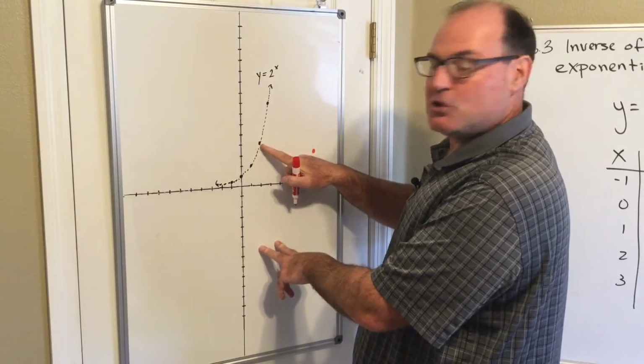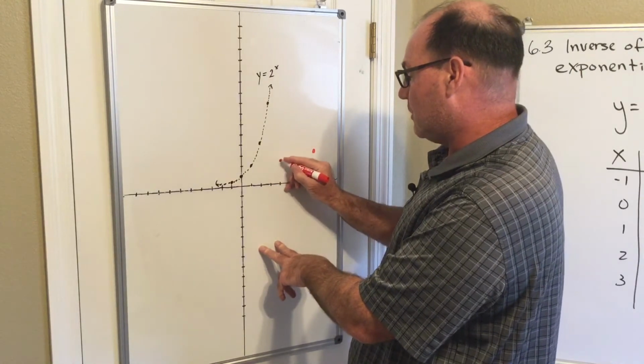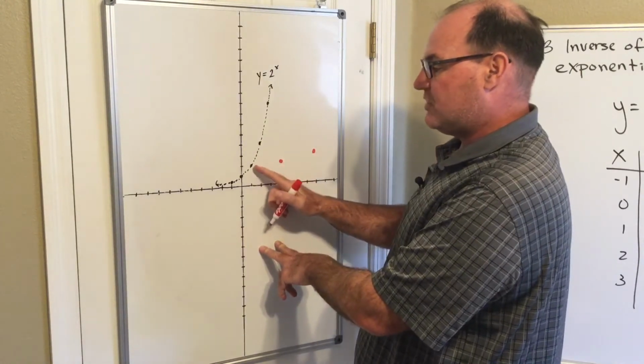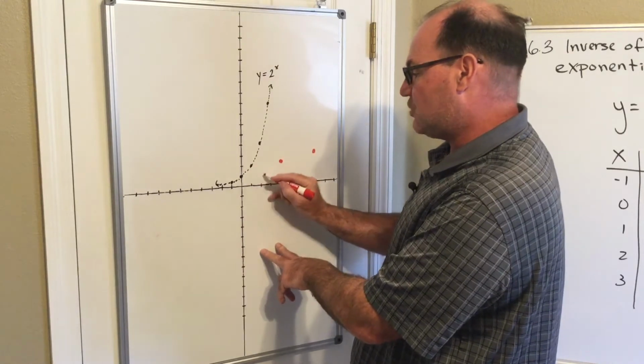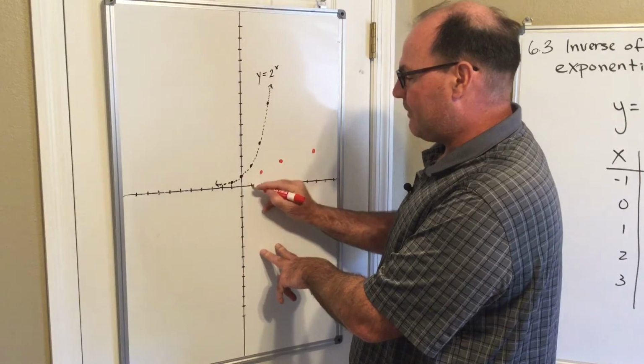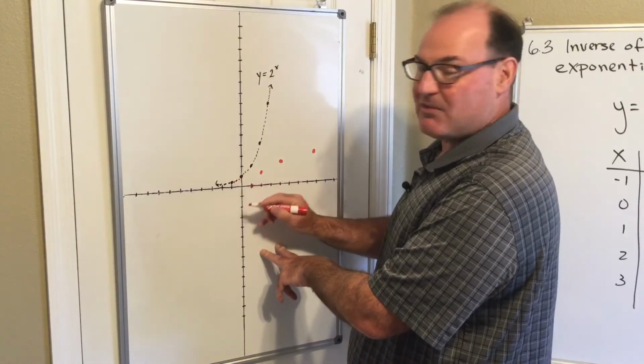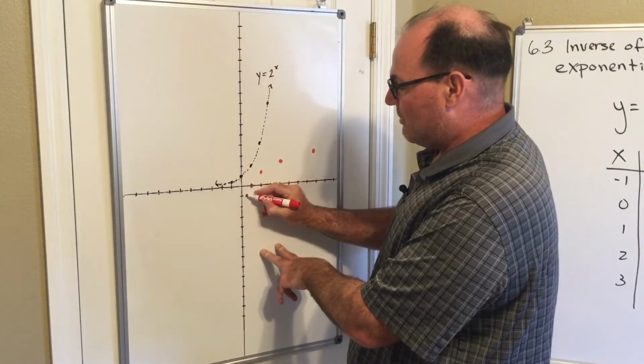This is the point 2, 4. So when I flip the values, I get 1, 2, 3, 4, 2. This is the point 1, 2. So when I flip the values, I get 2, 1. This is the point 0, 1. So when I flip, I get 1, 0. And last but not least, this is -1, 1/2. So it's a half and -1.